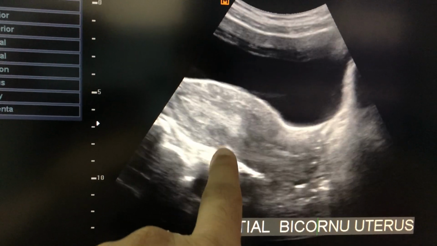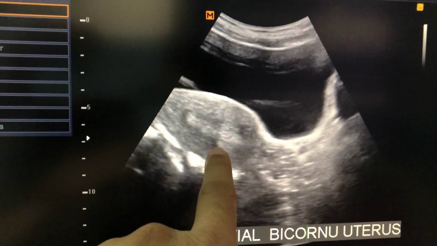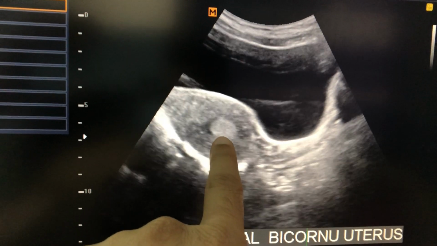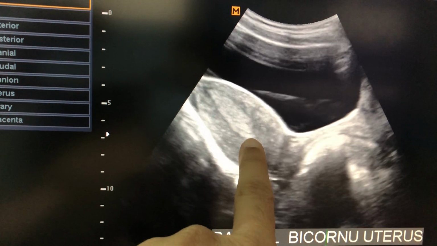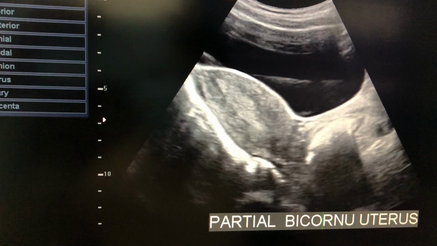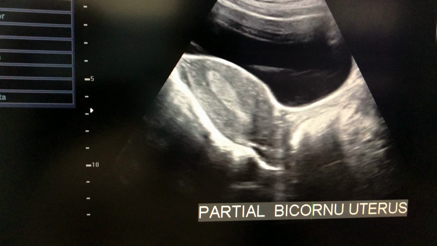Now if we tilt this probe towards the right side, this endometrium is disappearing, and further here we can see the endometrium of the left horn.